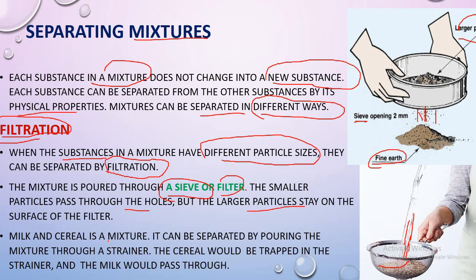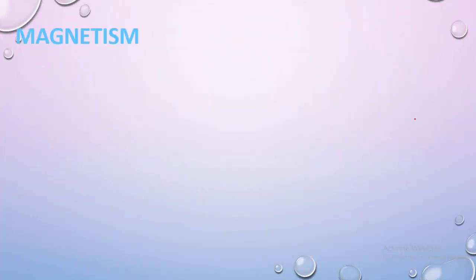Milk and cereal is a mixture. If I mix milk with cereal like cornflakes, it can be separated by pouring the mixture through a strainer. The cereal will be trapped in the strainer, while the milk passes through the holes. This is the first method.